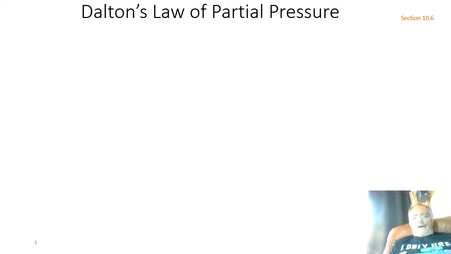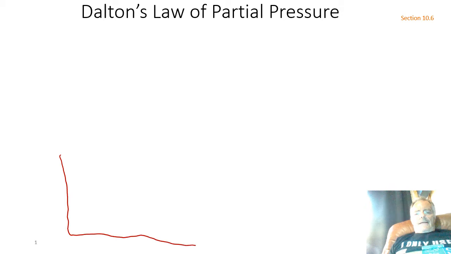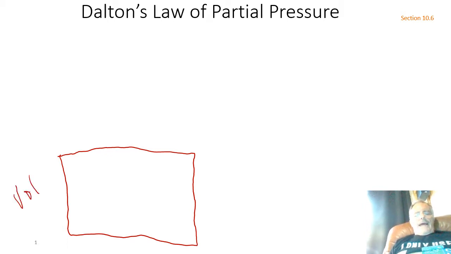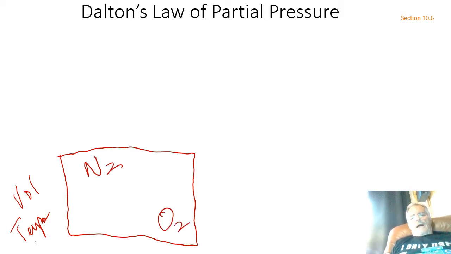Okay, what we want to talk about right now is Dalton's law of partial pressure. Here's what I want you to imagine. We've got a container, and that container has a particular volume, and a particular temperature. And in that container, we've got some nitrogen and some oxygen. And let's just say we've got a certain amount of CO2 as well.